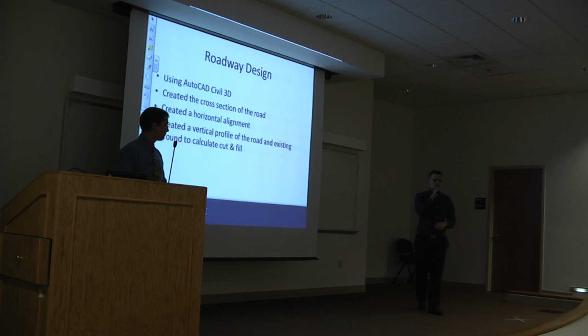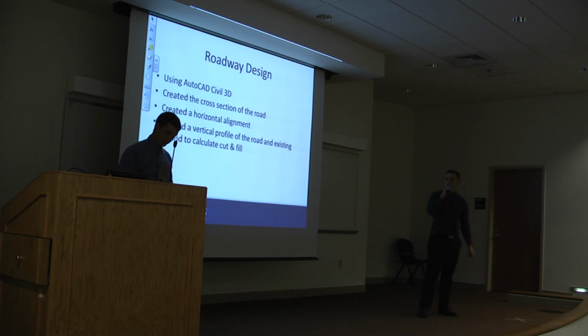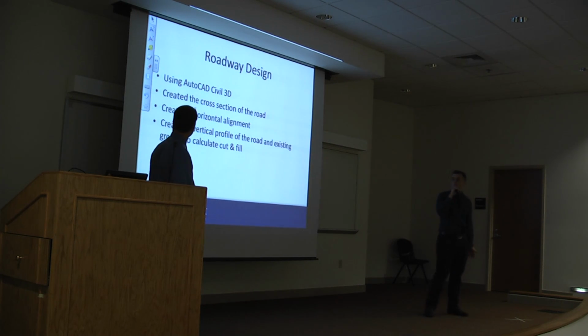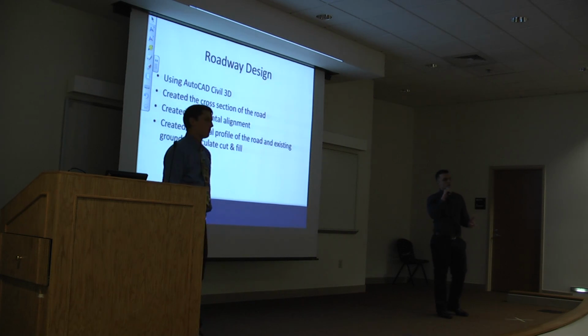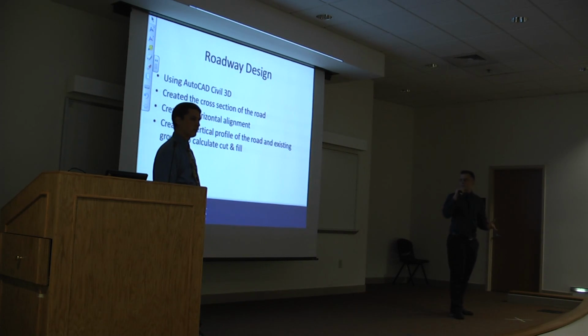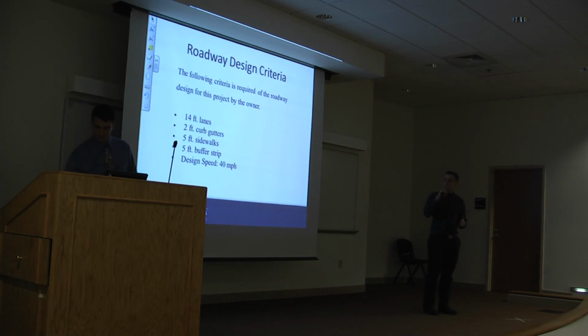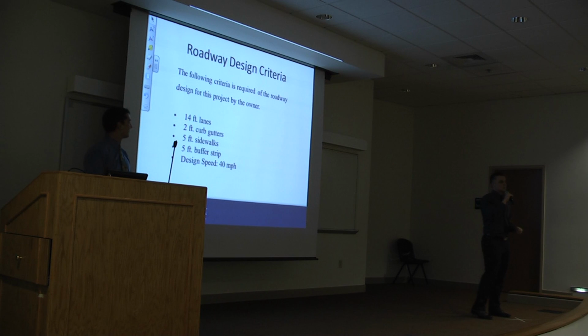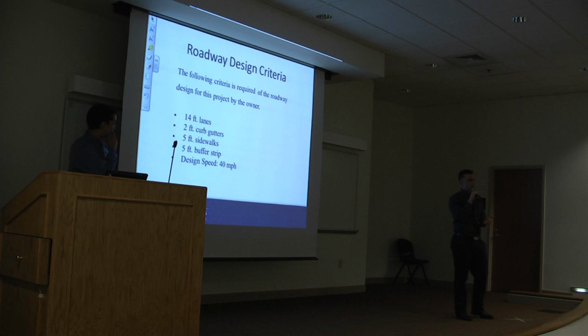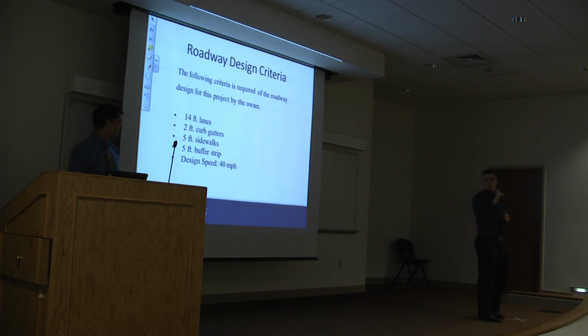For the roadway design, we used AutoCAD Civil 3D to design a cross-section for the road, horizontal alignment, and a vertical profile for cut and fills of the roadway. Some of the design criteria we had to meet: 14-foot lanes on the roadway, which spans the road about 28 feet. We had 2-foot gutters, 5-foot sidewalks, and a 5-foot space between the sidewalk and the roadway. We had a design speed of 40 miles per hour for this roadway.